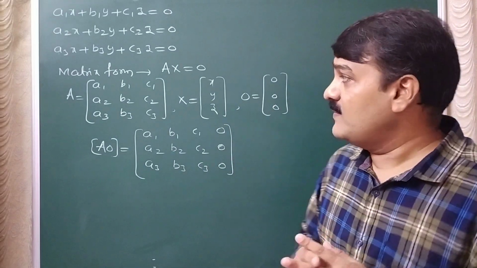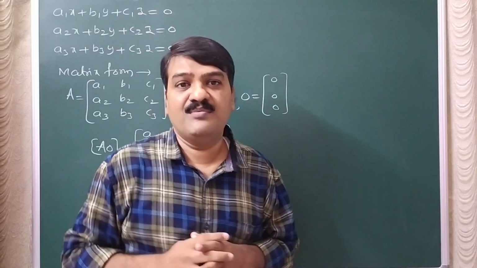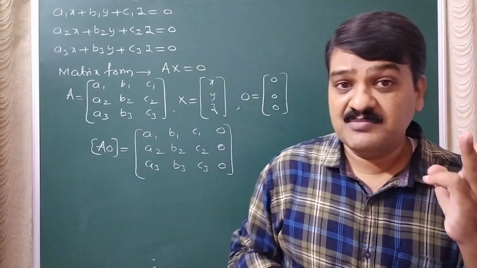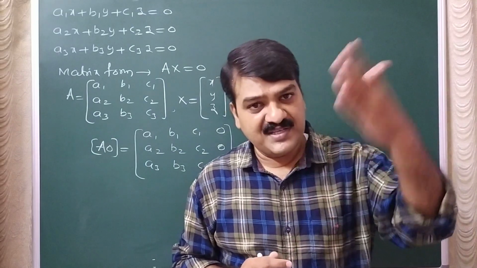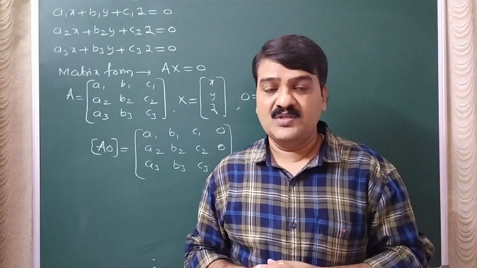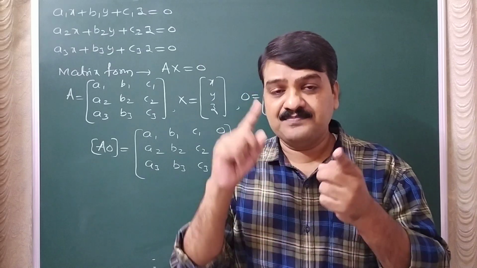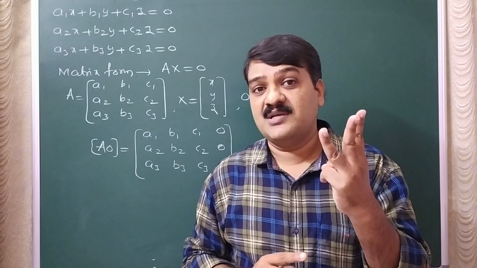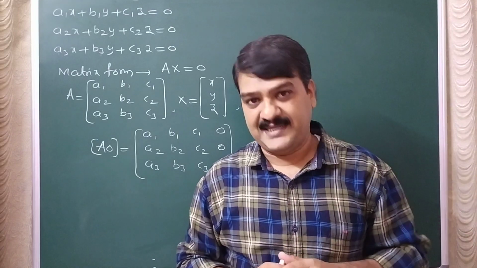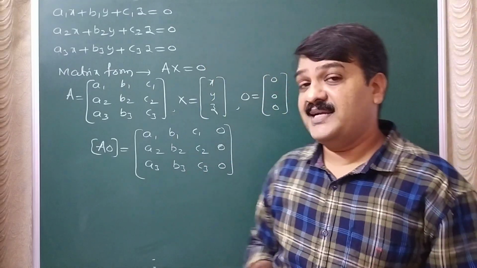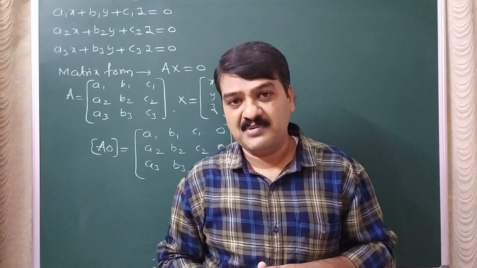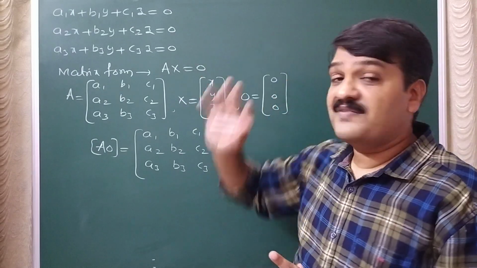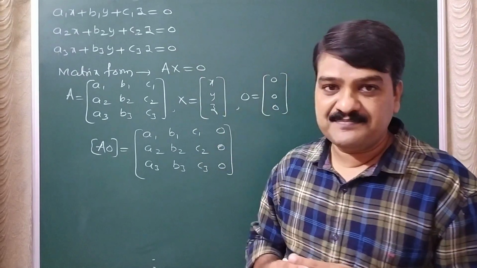When non-homogeneous equations are given, we know that three types of solutions are possible in a non-homogeneous system, as we already discussed in the previous videos: unique solution, infinite solutions, no solution. But in a homogeneous set, only two types of solutions are possible: unique and infinite. So there is no question of having no solution here.